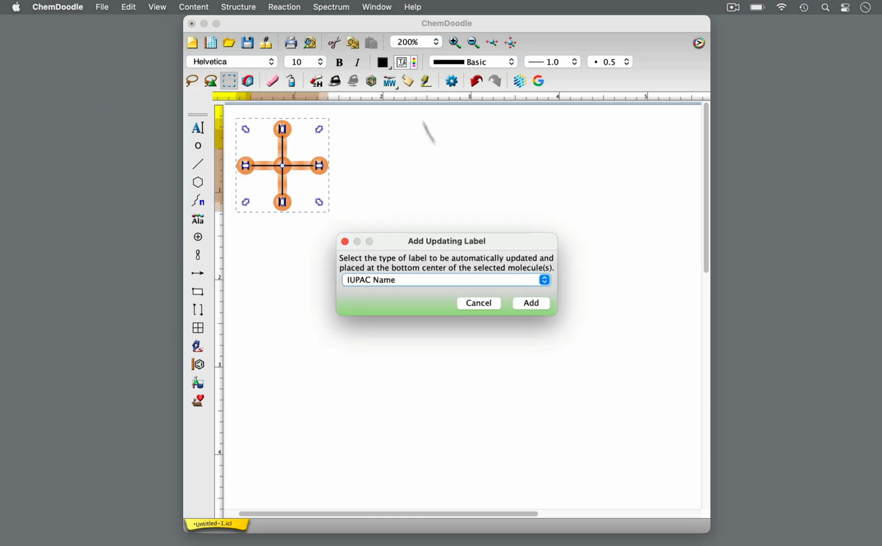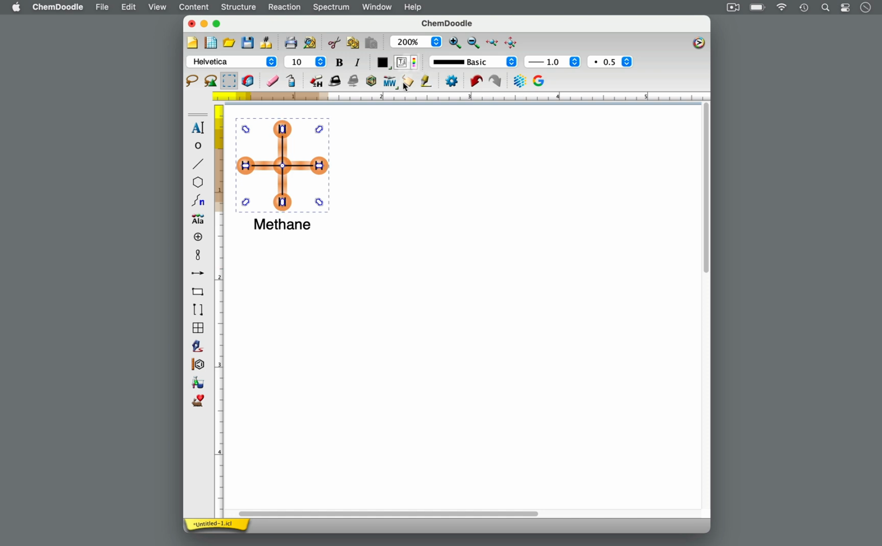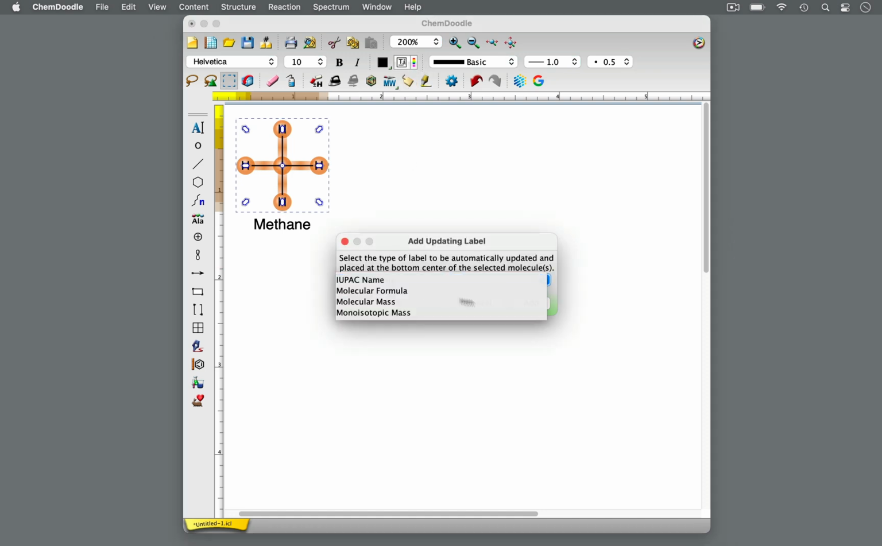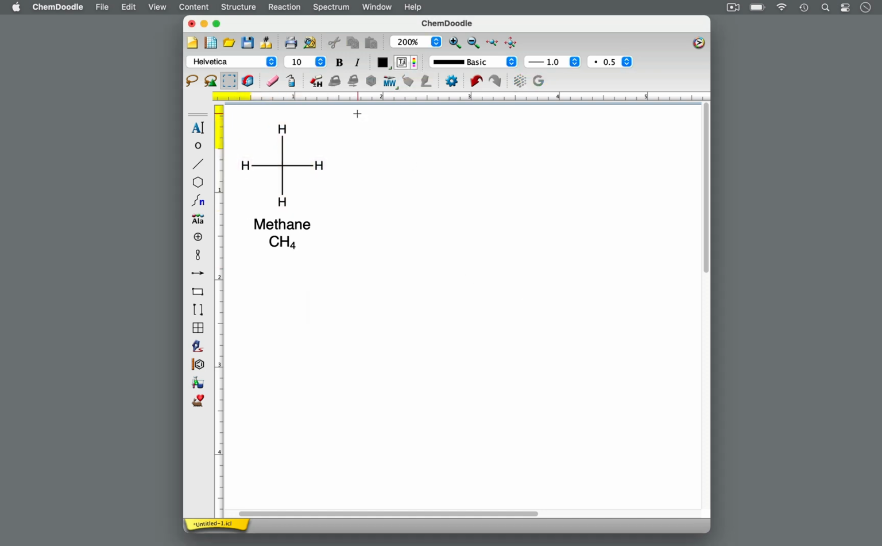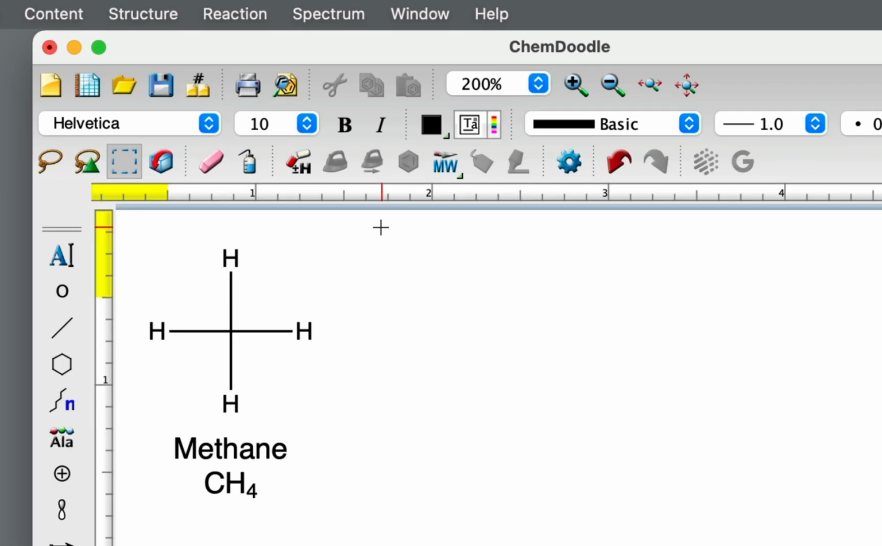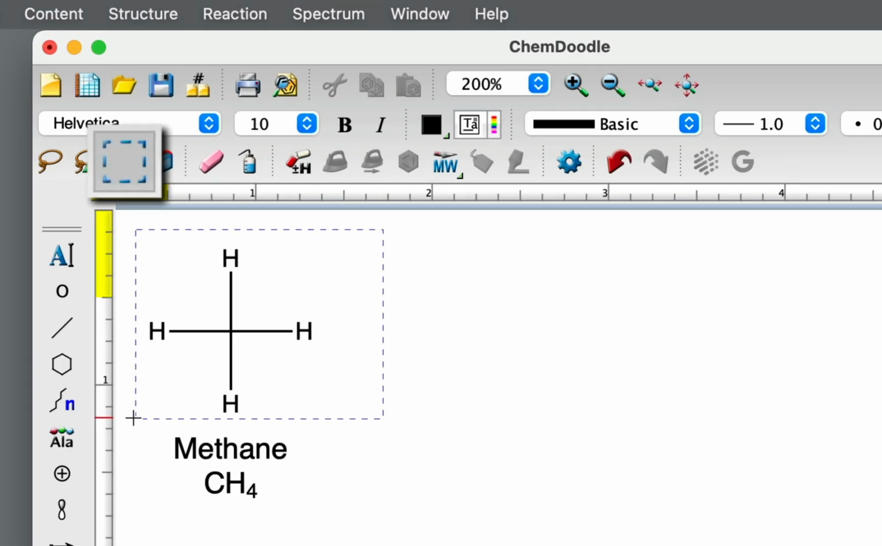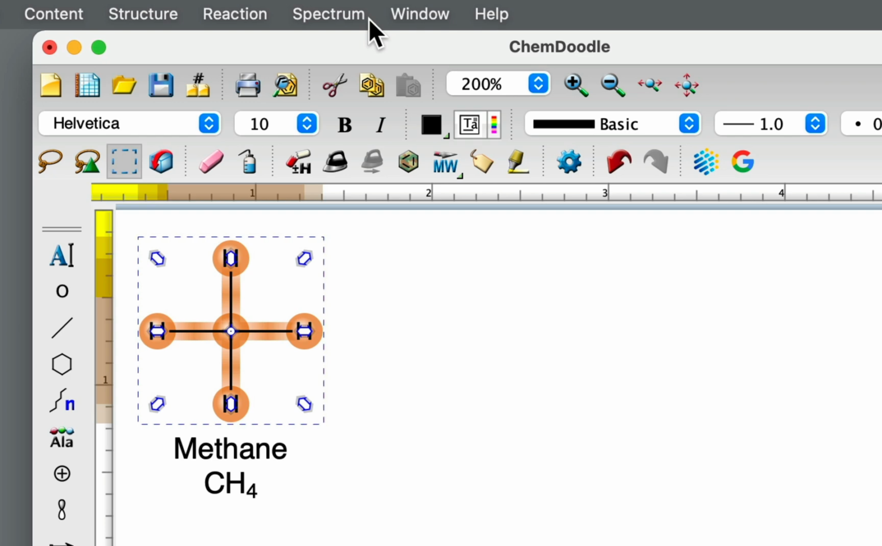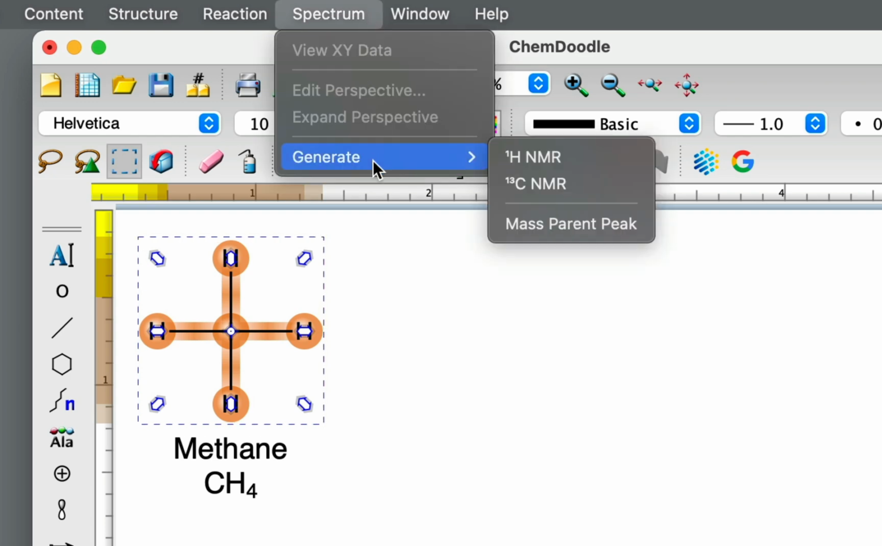Each of these hydrogens is the same. They all see the same chemical environment. So we can expect to see just one peak in the spectrum. To simulate a proton NMR spectrum in ChemDoodle, select the chemical structure, then select the spectrum menu. Generate proton NMR.